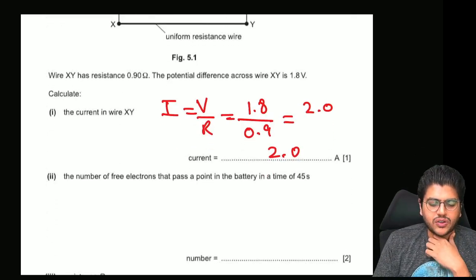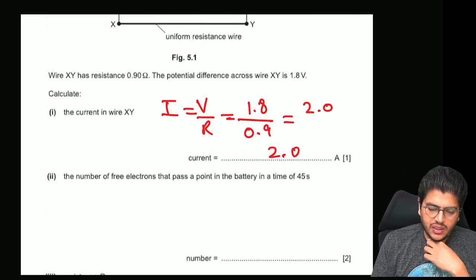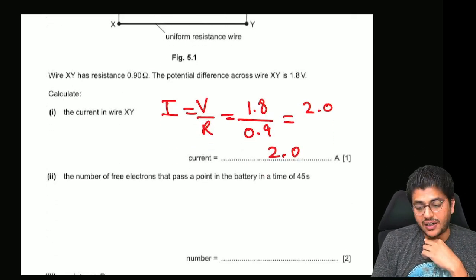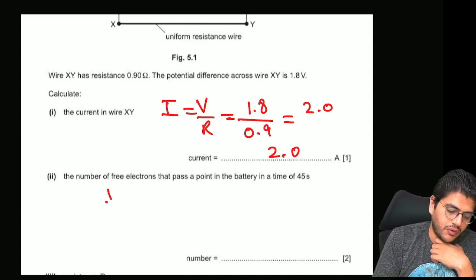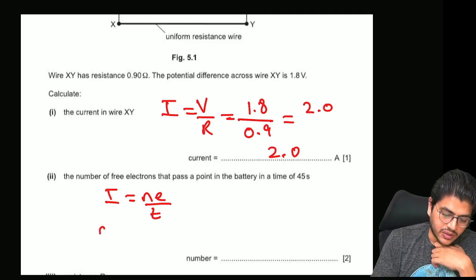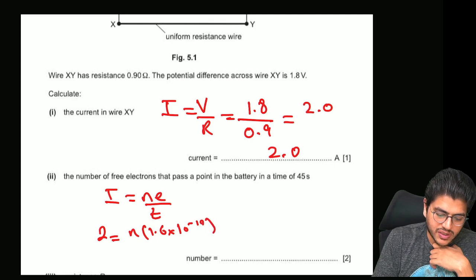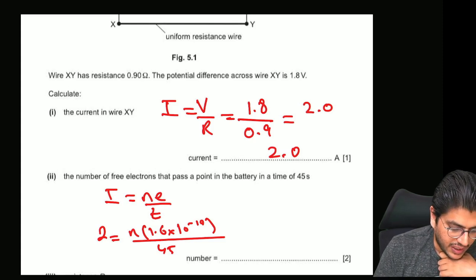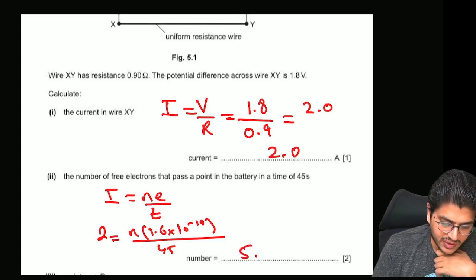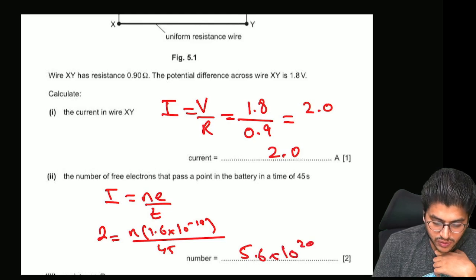The number of free electrons that pass a point in 45 seconds. Again, the same thing that we were trying to tell you over there, that the formula for current is NE over T. They've given you the current, which is 2, and you want to find N. Electron charge is 1.6 into 10 minus 19, and the time is 45 seconds. So 2 into 45 divided by 1.6 into 10 minus 19. And your answer should be 5.6 into 10 raised to power 20.